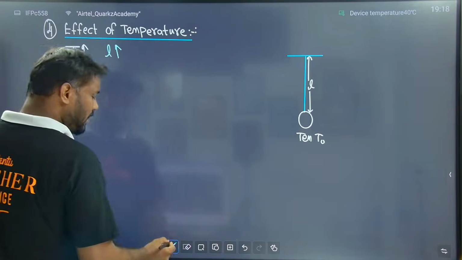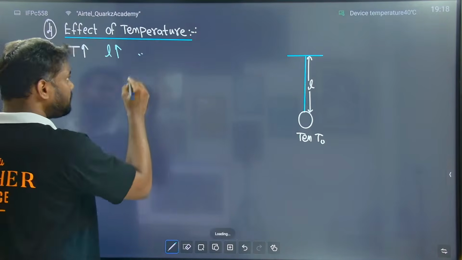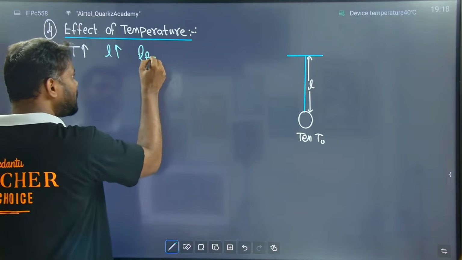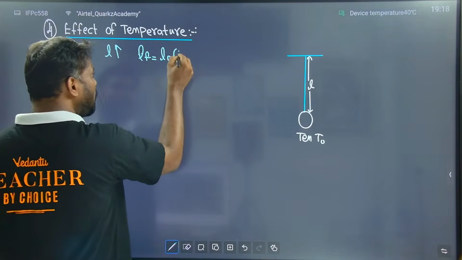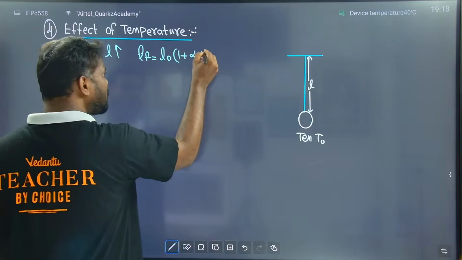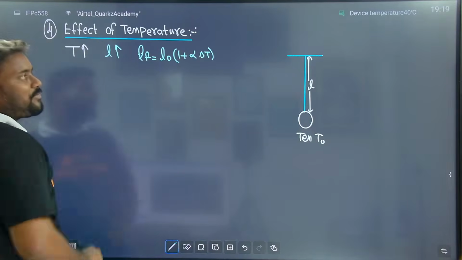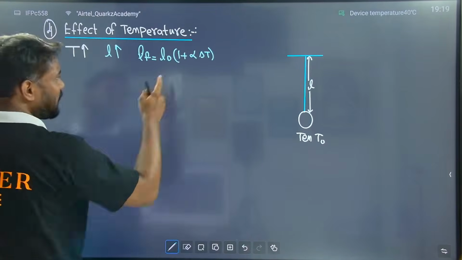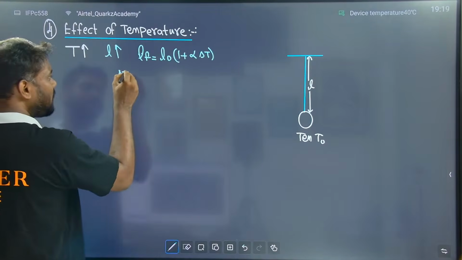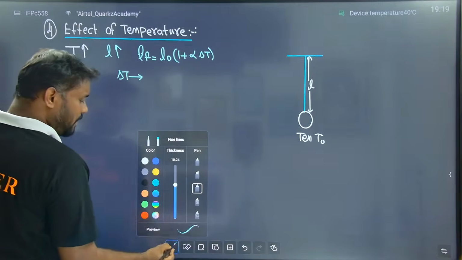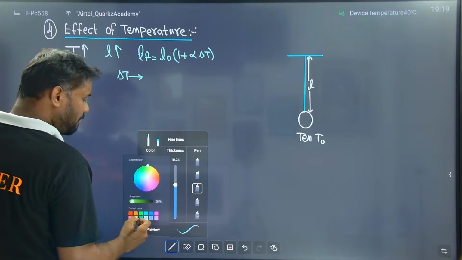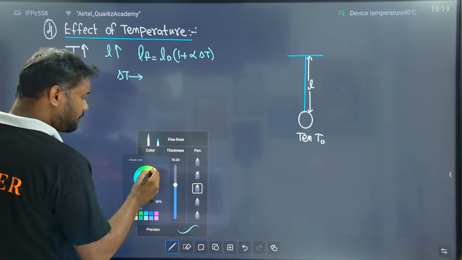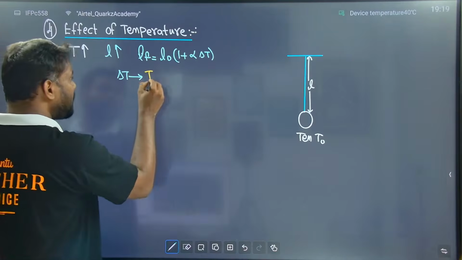We know the relation, right? So final length is equal to L naught (1 plus alpha delta T). This is the final length when temperature increases, right? What can we call delta T? Change in temperature, the temperature difference.